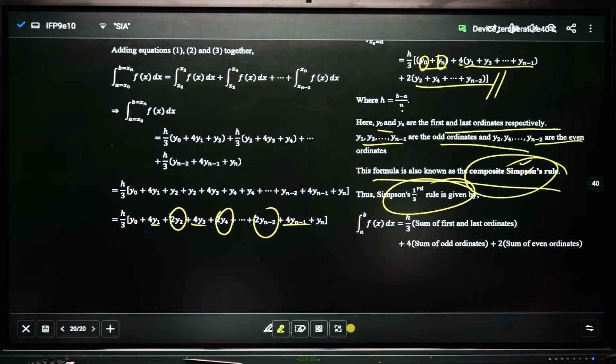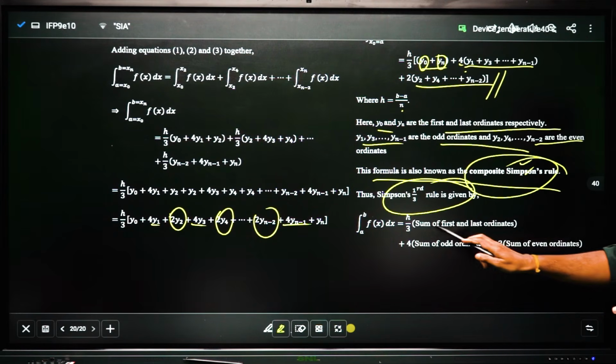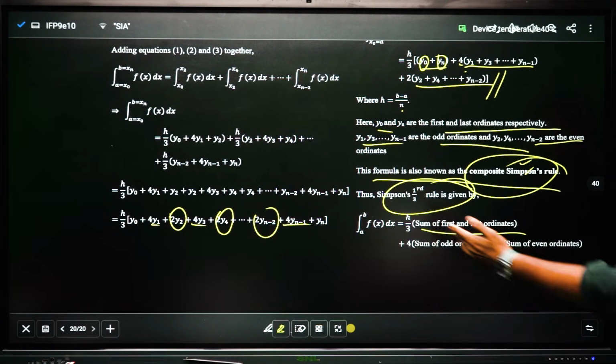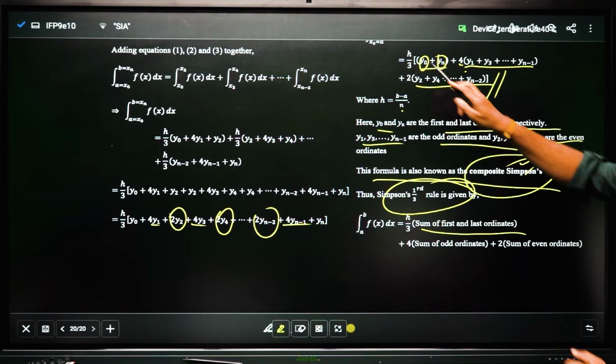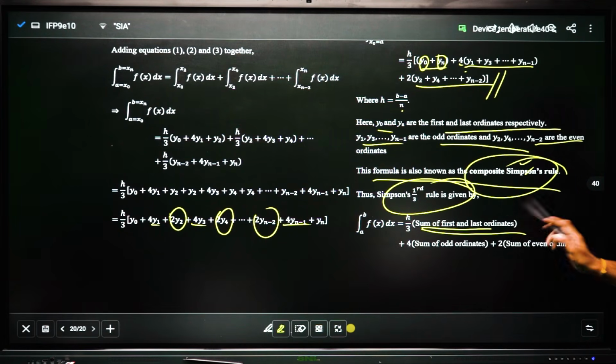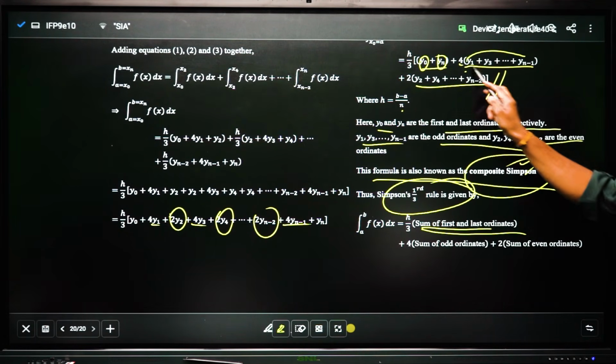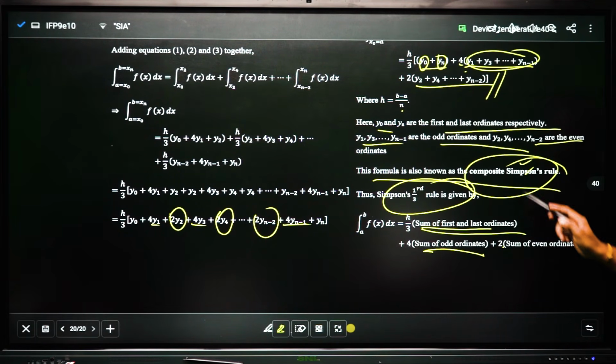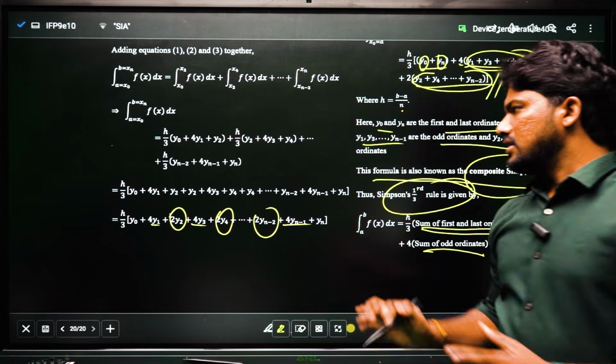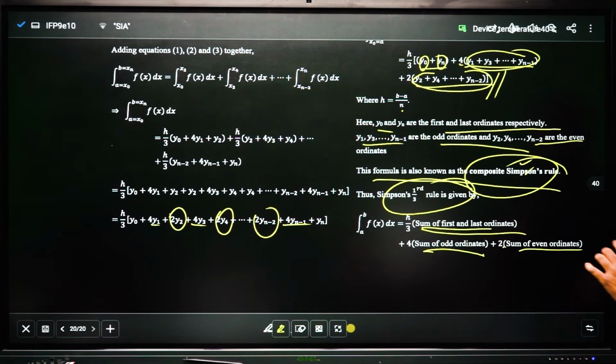General derivation they are asking. So the same formula we can express in words. Integral a to b f of x dx is equal to h by 3 times the sum of the first and last terms, plus 4 into the sum of odd terms, plus 2 into the sum of even terms. Like this you have to learn the solution of Simpson's 1/3 rule.